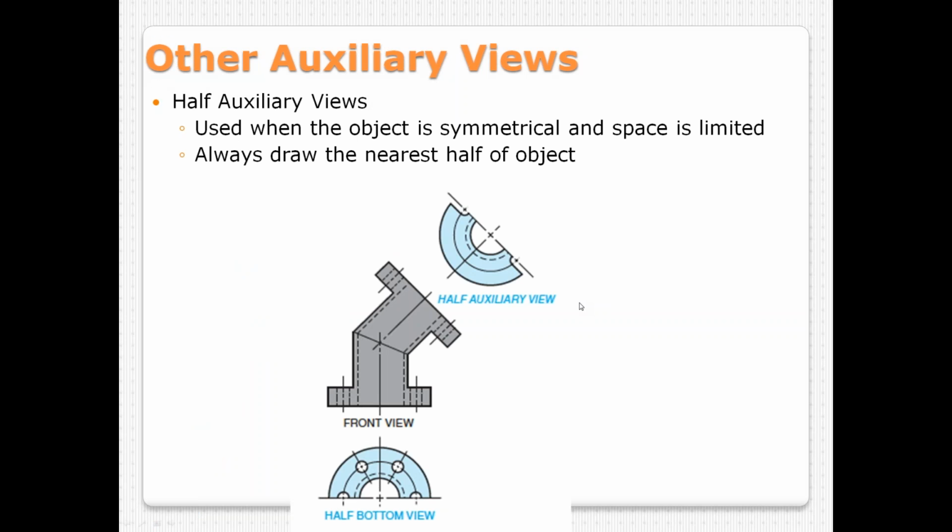Another auxiliary view that we can look at is the half auxiliary view. We're going to use it when the object is symmetrical and space is limited, and always draw the nearest half of the object. If this is symmetrical, and the other half is exactly the same, you don't have to redraw it. It's going to waste your time. So you would just draw the half auxiliary view. This one is a half bottom view. The half bottom view shows the bottom of this object, and the half auxiliary view shows the inclined surface.